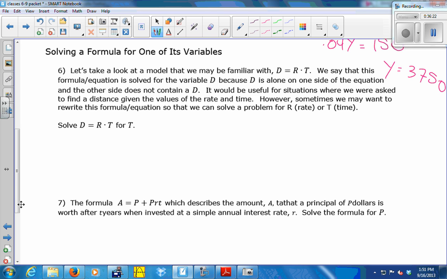So if I want to solve d equals rt for t, that just means get t by itself on one side. So how could I get t by itself there? Divide by r. So that way on the left, the r's cancel, and I end up with t equals d divided by r.